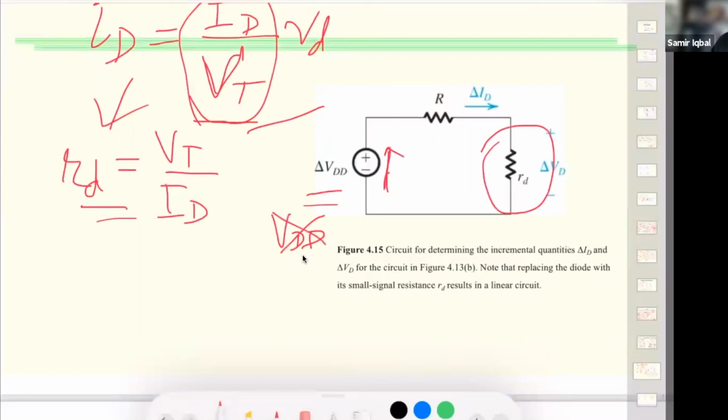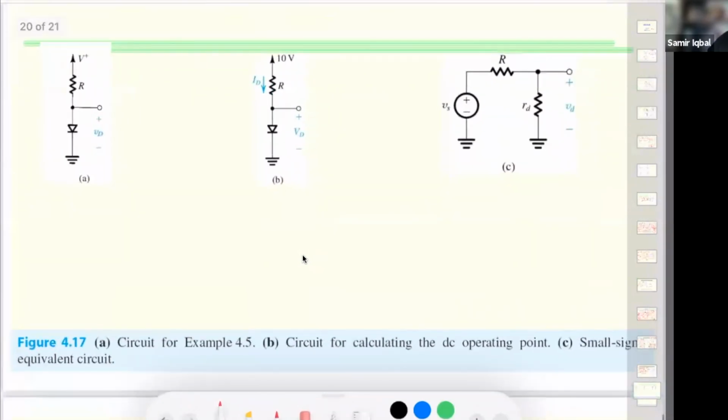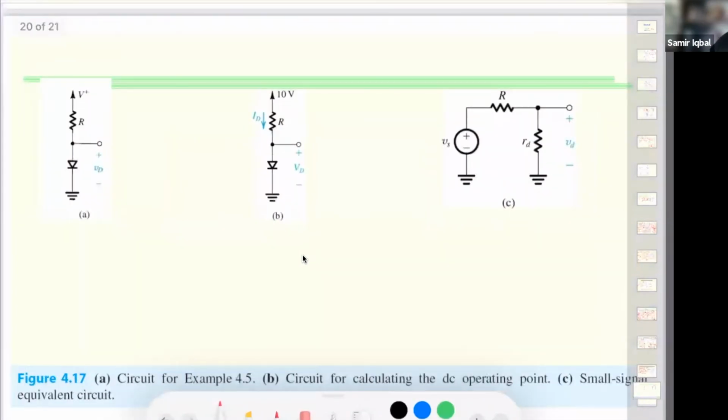And what we have here is now, as the power supply is removed, just a small signal variation, right? And the current is now just the varying current, not the diode current as we wrote before. But now we have to find what this current is, with this new resistance that we are using. Let's take a look at an example. It says circuit, for example, 4.5, which they're using somewhere else.